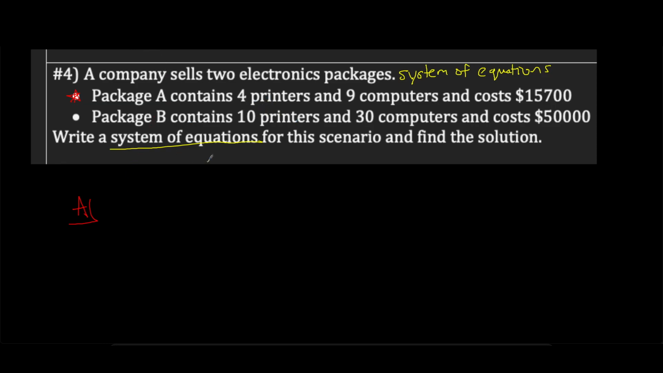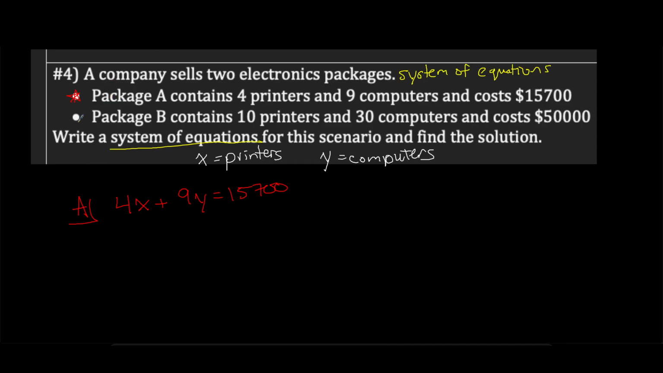Let's actually back up. Let's let X equal our printers, and let's say Y is our computers. And this is easy because I want to make sure I can graph it out and solve for this system. So I'm going to say, okay, what do I have? Well, I have 4 printers and 9 computers that their total cost is $15,700. So that's going to be my first equation.